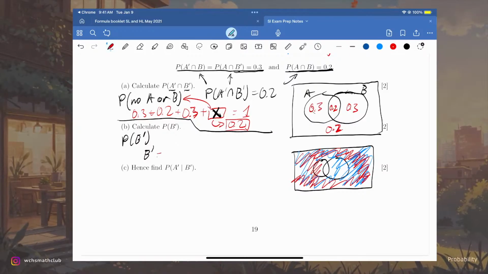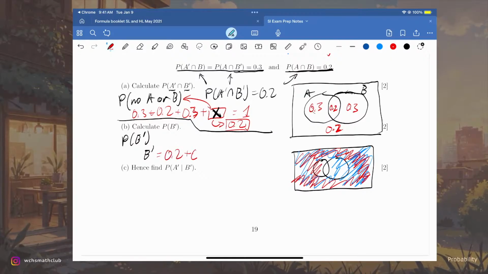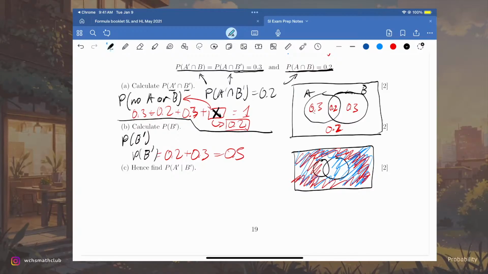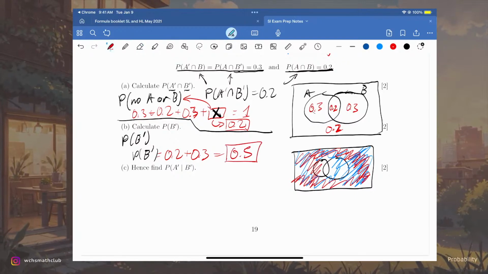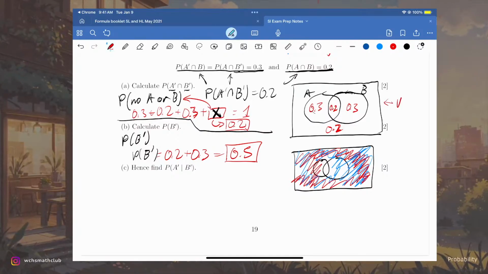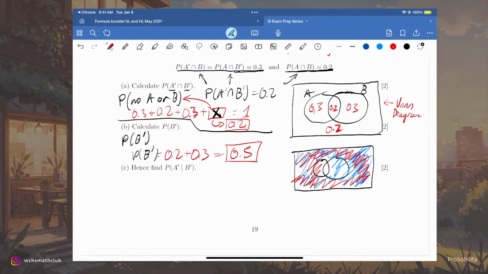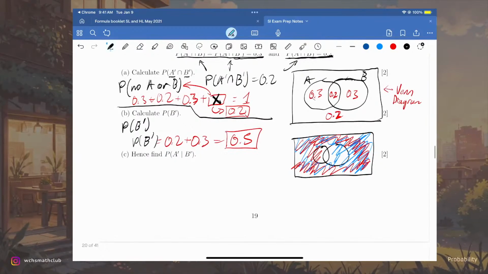And adding those two together just gives us 0.5. That is our answer for part B. Basically, what I just did was I looked at my Venn diagram and added up all the probabilities that I saw were not in event B. And that's just a really easy way to do it.